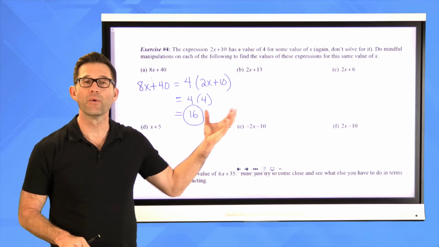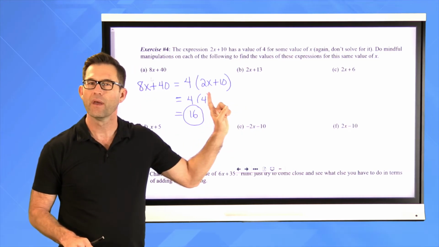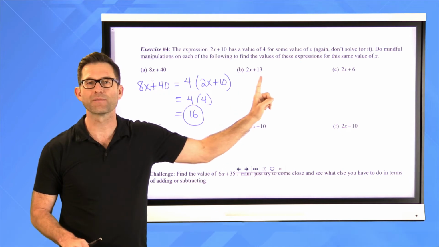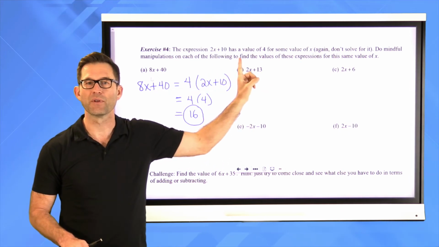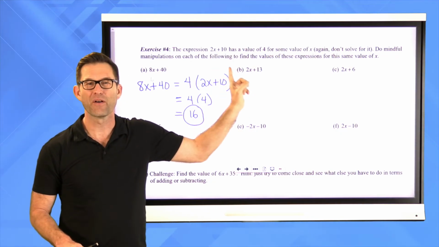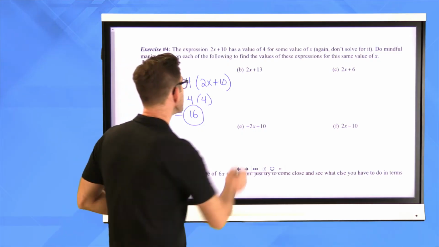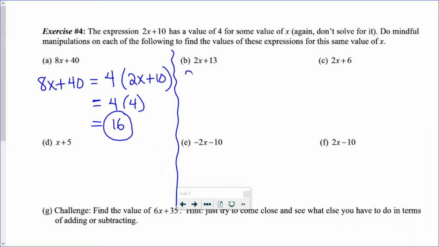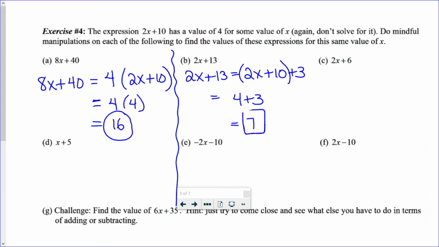So in this case, what we're doing is we're thinking about some kind of product. On the other hand, in letter B, where I have 2x plus 13 compared to 2x plus 10, notice that those pair of 2x's are the same. So in this situation, I can say 2x plus 13 is equal to 2x plus 10 plus 3. That's just 3 more than my 2x plus 10. So that's just going to be 4 plus 3, and we're going to have 7.